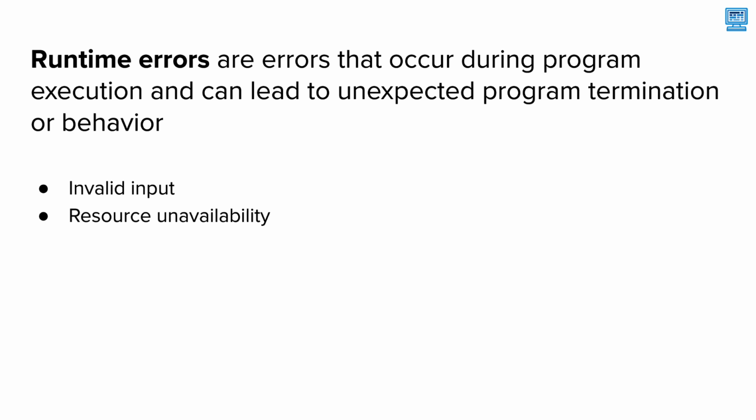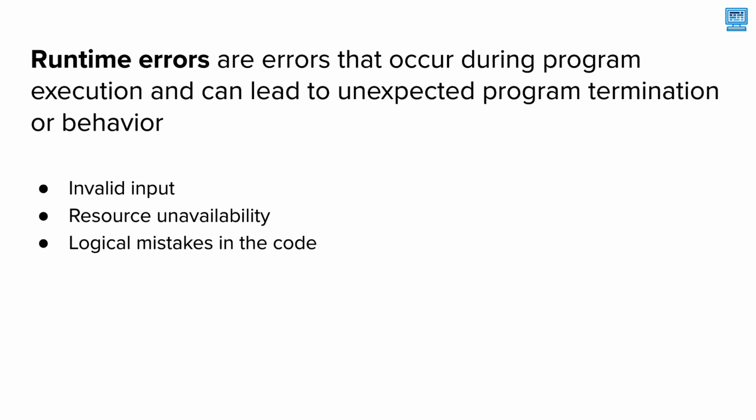Resource unavailability is also a common cause of runtime errors. Suppose your program needs to read data from a file, but the file does not exist or is not accessible at the specified location. When your program attempts to open the file and read from it, it will encounter a runtime error due to the unavailability of the required resource. And lastly, logical mistakes in the code can also cause runtime errors.